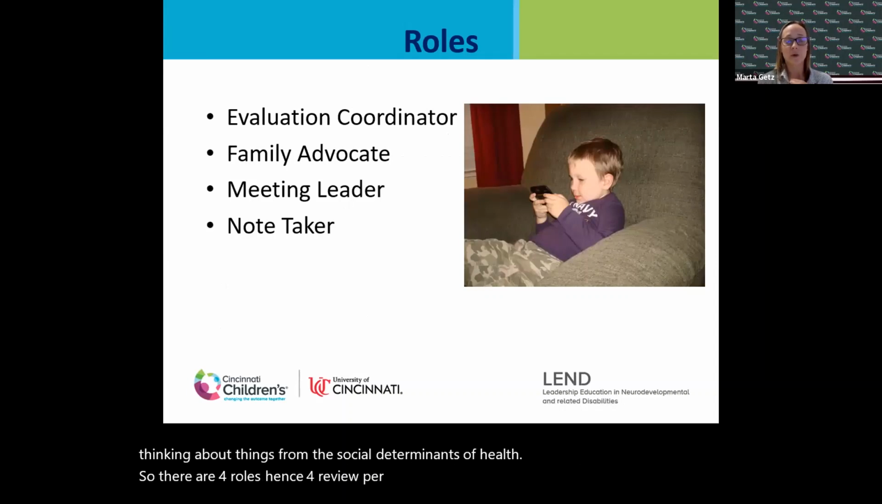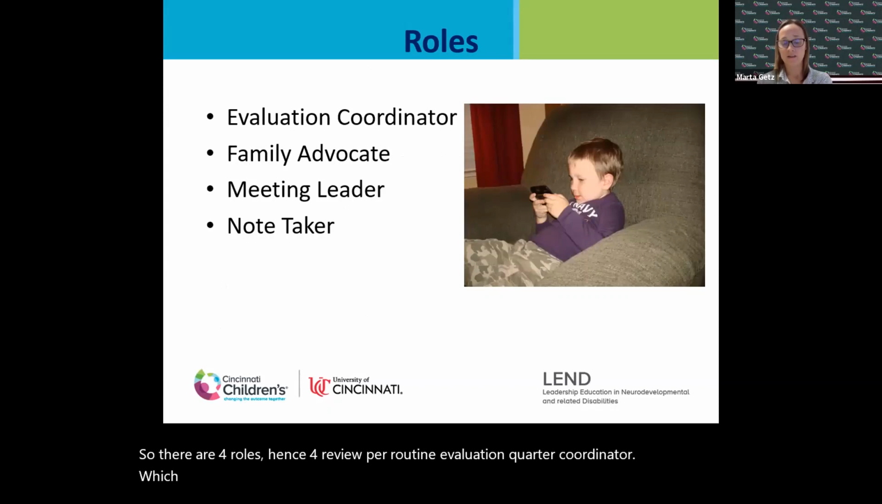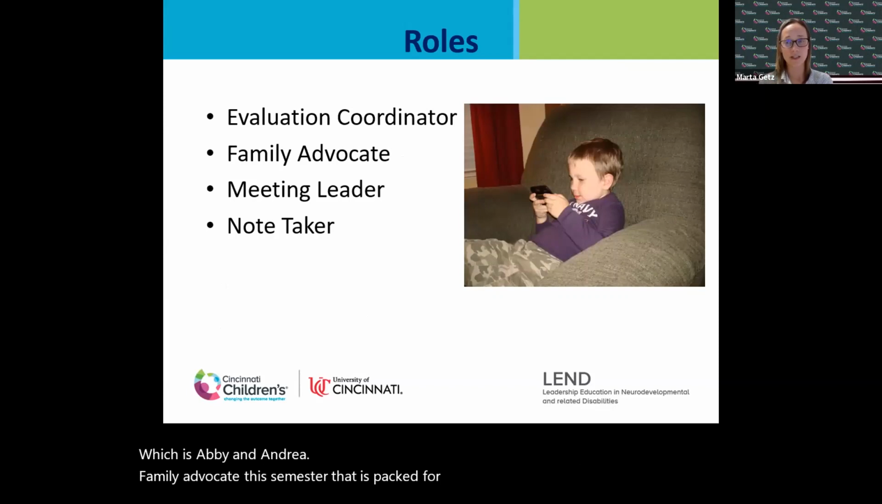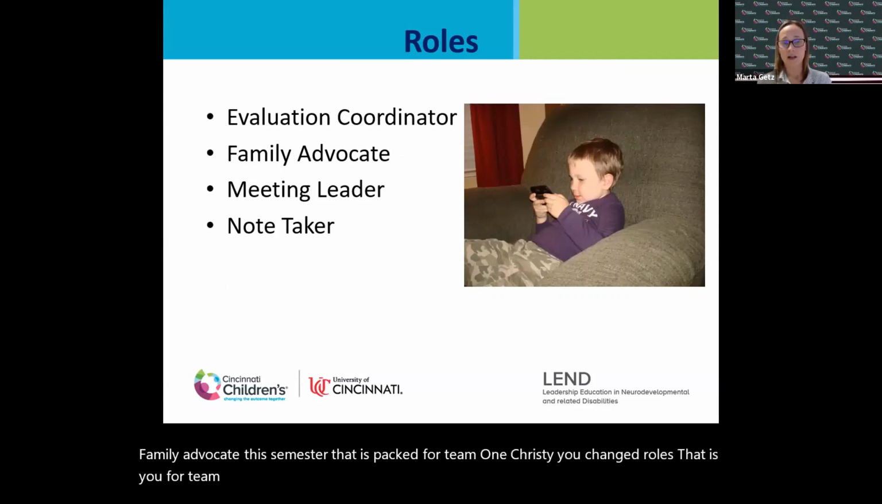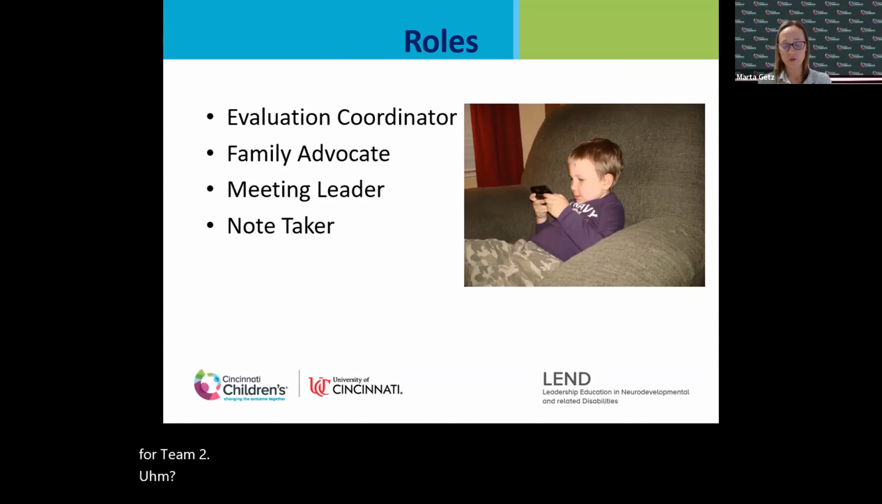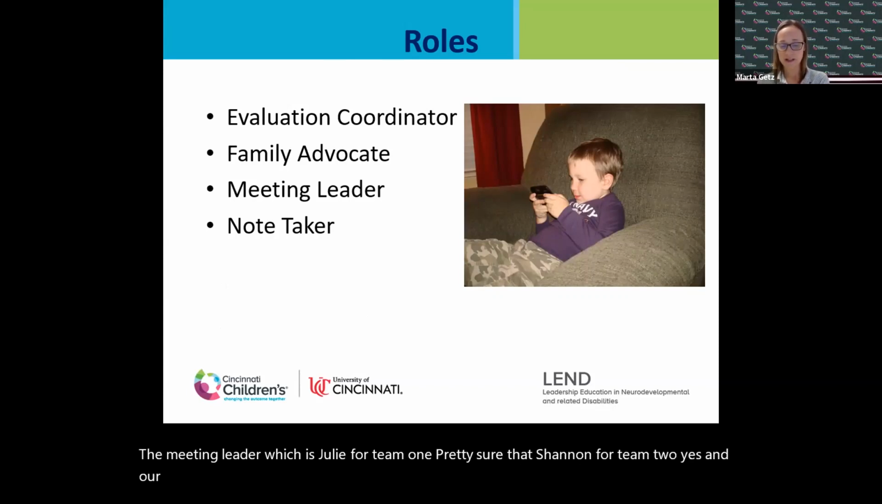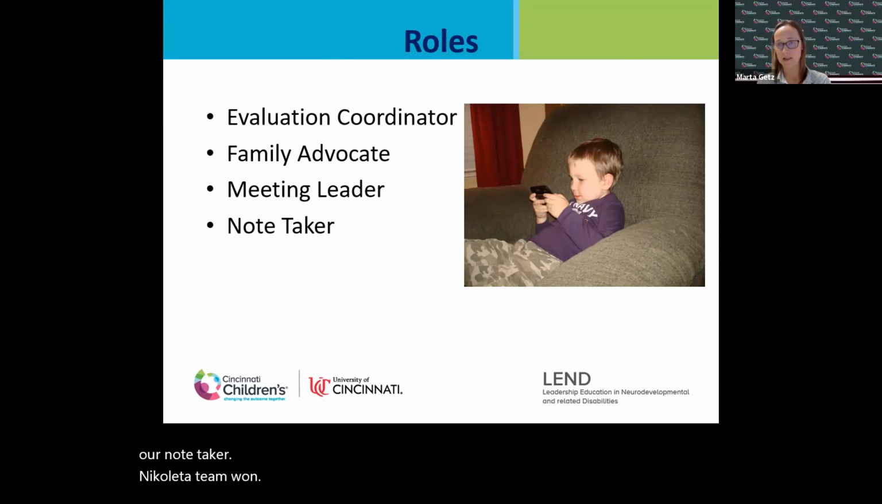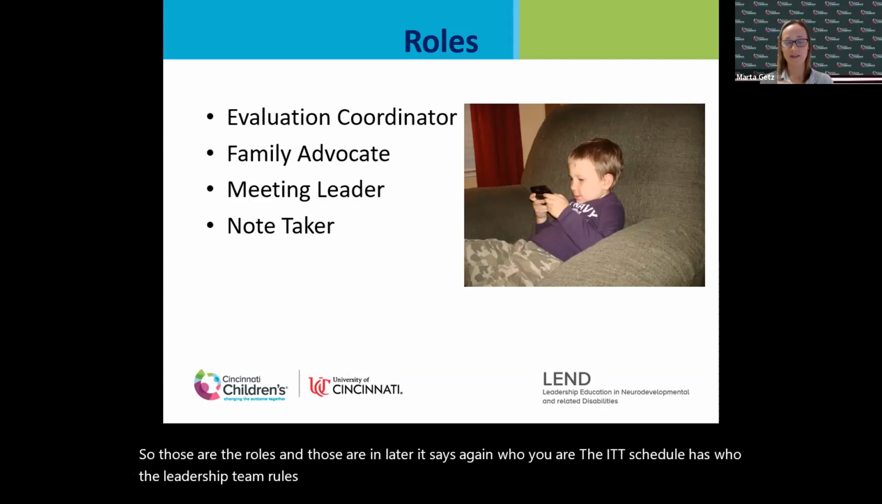The evaluation coordinator, which is Abby and Andrea. Family advocate this semester, that is Pat for team 1. Christy, you changed roles, that is you for team 2. The meeting leader, which is Julie for team 1. Pretty sure that's Shannon for team 2. Yes. And our note taker, Nicoletta, team 1, Amber, team 2. So those are the roles, and later it says again who you are. The ITT schedule also always has who the leadership team roles are at the bottom of the schedule.